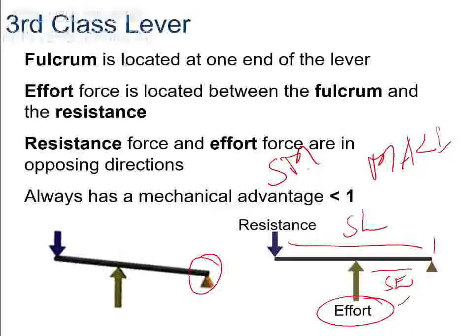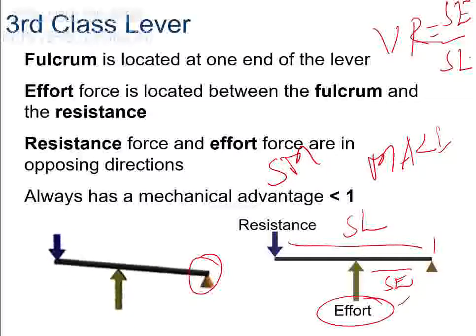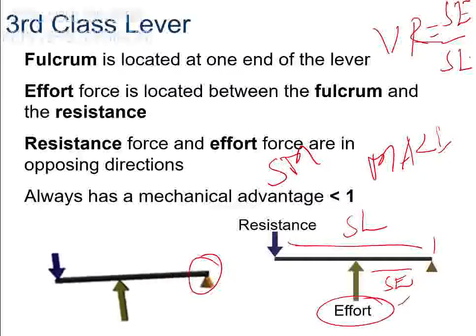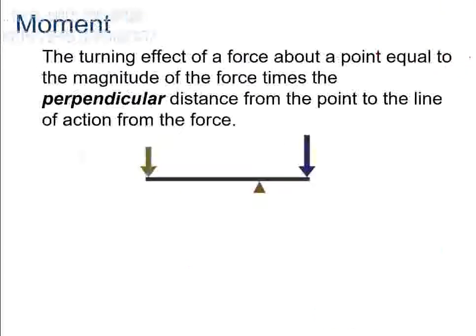And to calculate the velocity ratio, as we said, we use the distance moved by the effort over the distance moved by the load. You do not forget this equation. If you are asked to determine the velocity ratio or ideal mechanical advantage, we use the distance moved by the effort divided by the distance moved by the load.